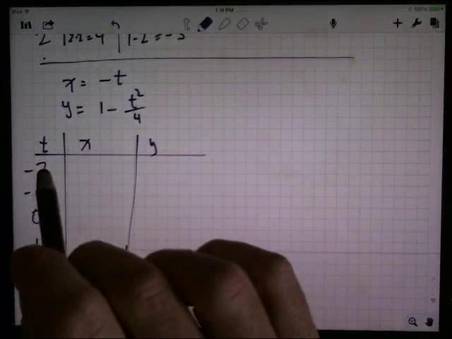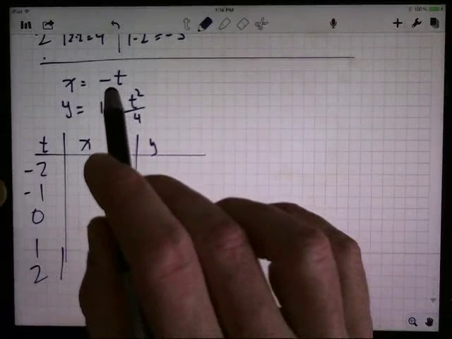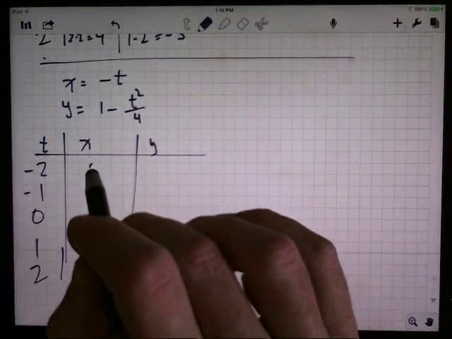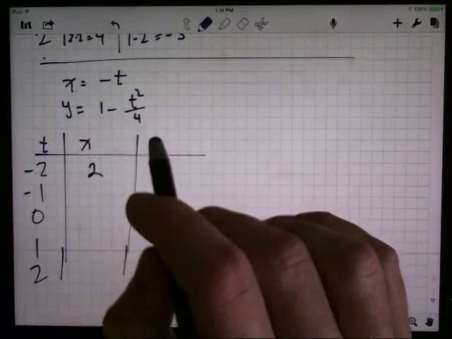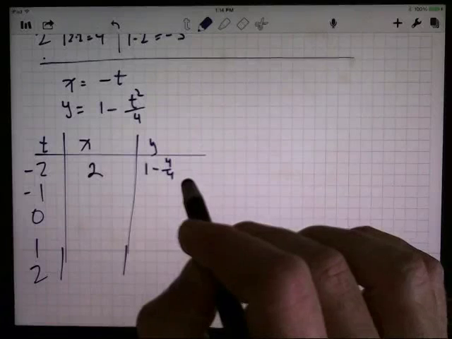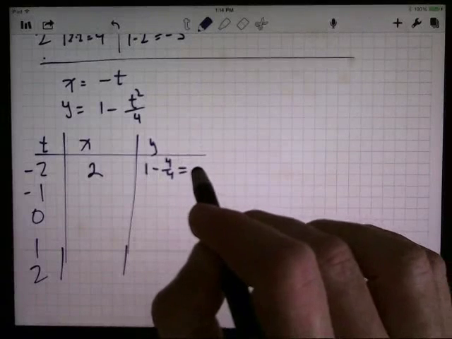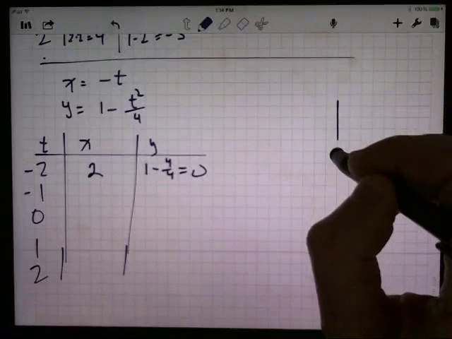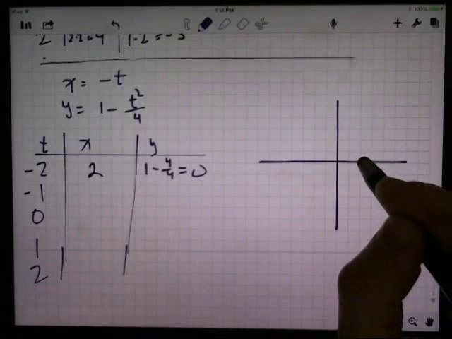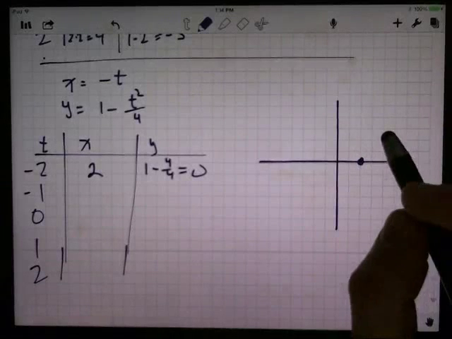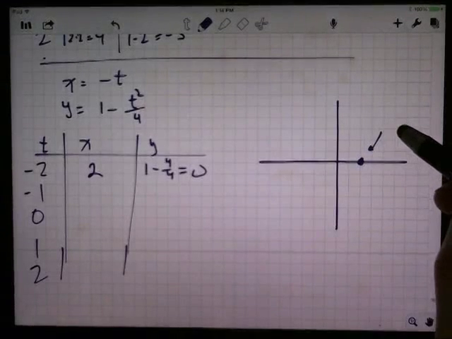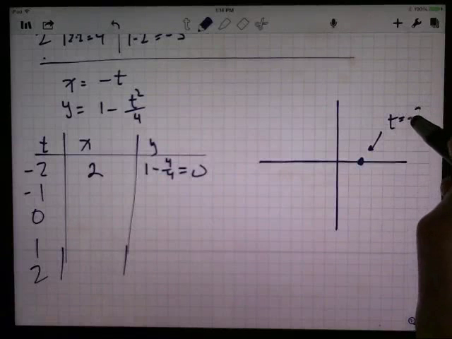just to get an idea of what this graph might look like. So when I plug in and calculate x, I'm plugging a negative 2 in for t here. Negative of negative 2 would be 2. And for the y value, it's 1 minus negative 2 squared, so that's 4 over 4. So that's 1 minus 1, which is 0. So let's plot my points here. At time negative 2 this time, I'm over at this point right here, right? So different set of parametric equations than I had in the previous example. I wouldn't expect to be in the same place. So here I am at t equals negative 2 right there.